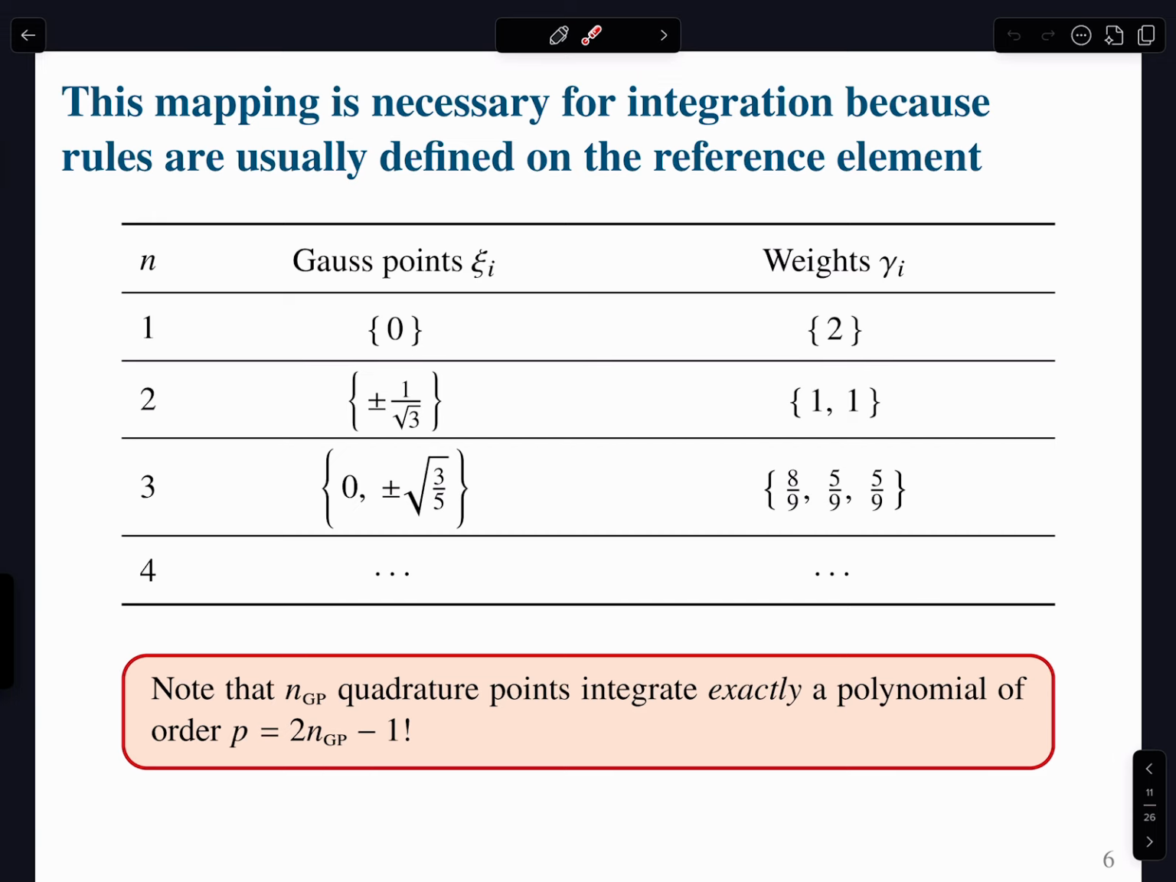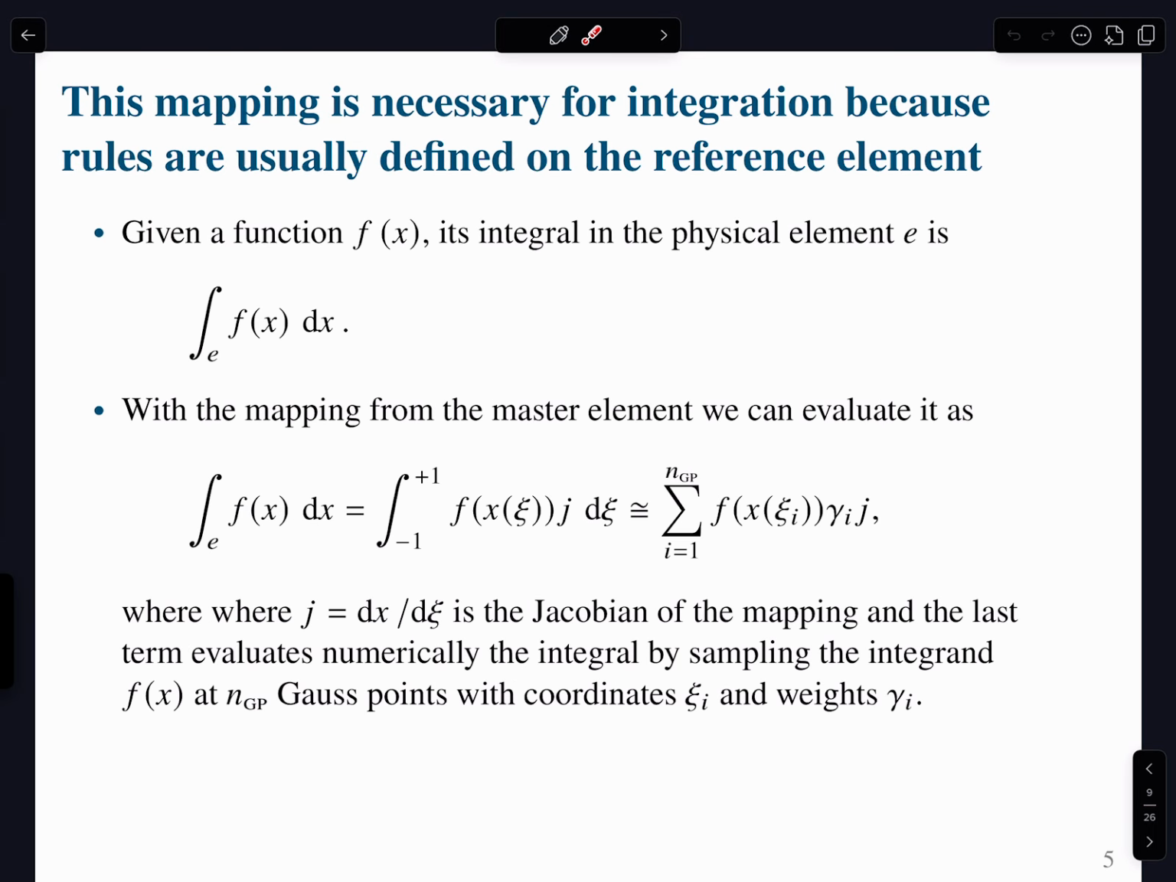Okay, well, we talked about this already. N quadrature points integrate exactly a polynomial of order 2ngp minus 1. But obviously here, notice, I forgot to say that, but I say approximately equal. That is going to become equal just in the case we're integrating a polynomial, right? And well, that happens most of the times, at least in 1D, in our finite element computations.